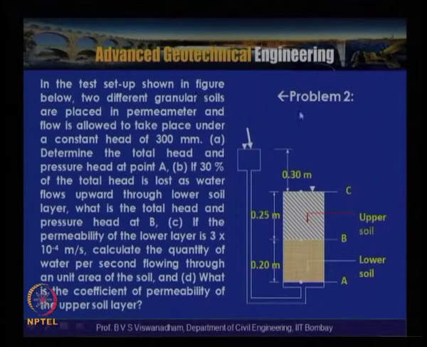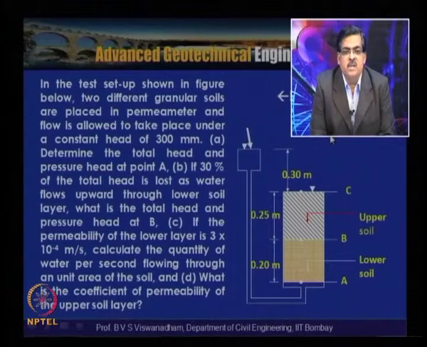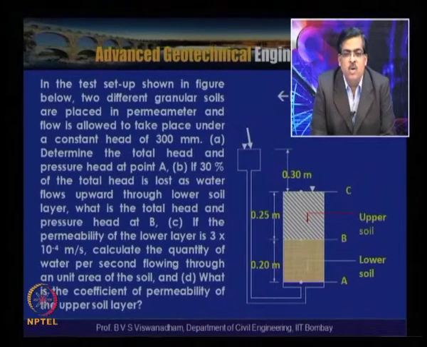So, the problem statement runs like this. In the test setup shown in the figure on the right side of this slide, 2 different granular soils are placed in the permeameter, and flow is allowed to take place under a constant head of 30 centimeters. Determine the total head and pressure head at point A. B, if 30% of the total head is lost as the water flows upward through the lower soil layer, what is the total head and pressure head at B?